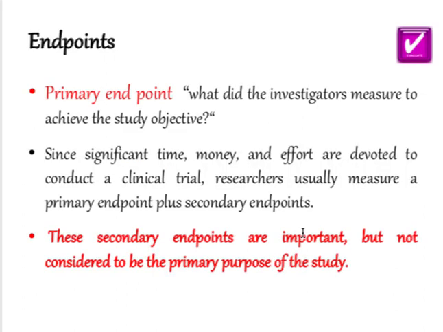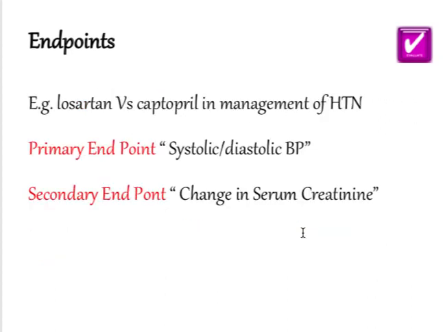So, what is the primary endpoint? The primary endpoint is actually the outcome that you make the whole study for, that you calculate the sample size for, that you make your research question for. The question we should ask ourselves is, what did the investigator measure to achieve the study objectives? The secondary endpoints are important but not considered to be the primary purpose of the study.